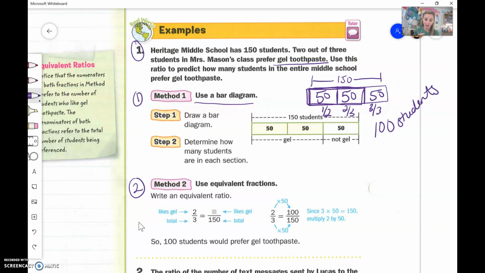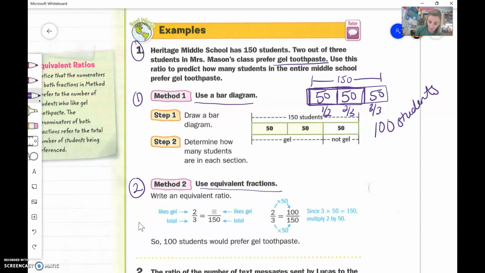Now, for me, I like to use equivalent fractions and equivalent ratios because we're going to be working on fractions, decimals, and percents starting in the next chapter, and we see them throughout the entire 6th grade. Then you see them in 7th grade and 8th grade, so I like to just use that one. But again, I always say, you do what makes sense for you.